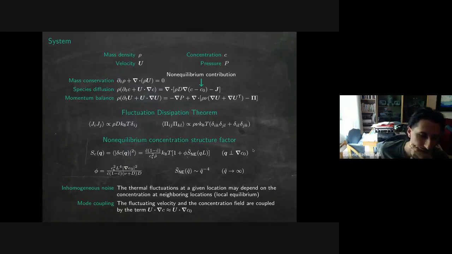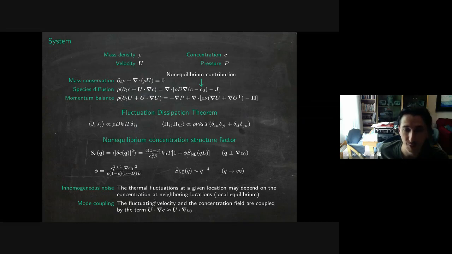So, in general, the non-equilibrium effects are promoted by two main sources. One is the spatial inhomogeneity of the thermal noise in the fluctuation dissipation theorem, through the density or the temperature in other cases, while another source can be identified in the mode coupling between fluctuating velocity and concentration caused by this term here in the equation of motion, which is non-vanishing at linear order.